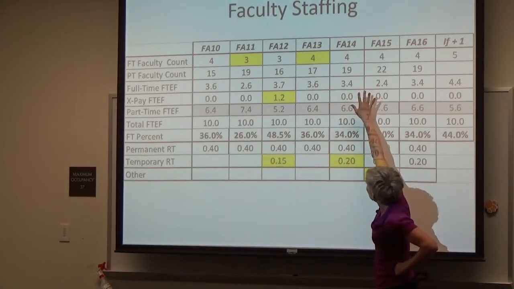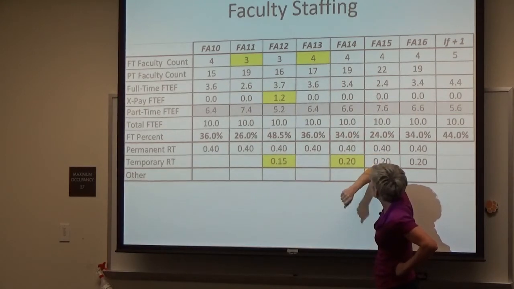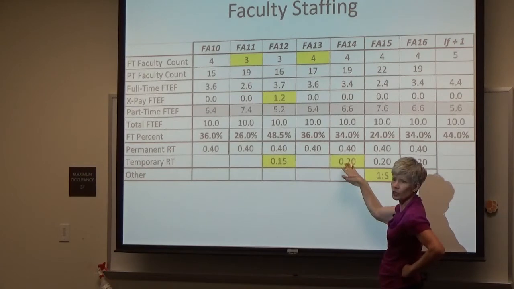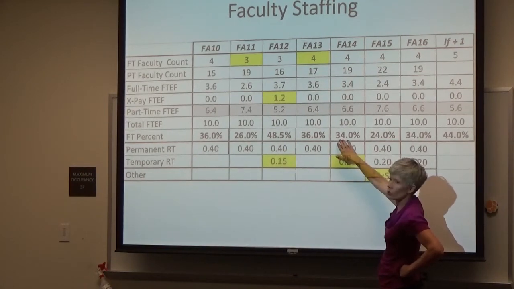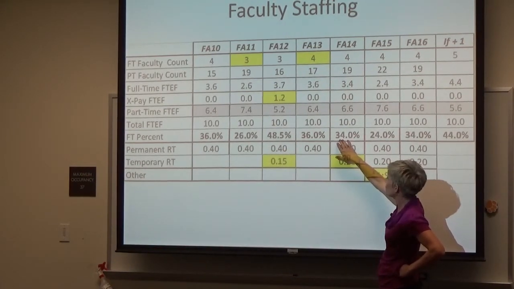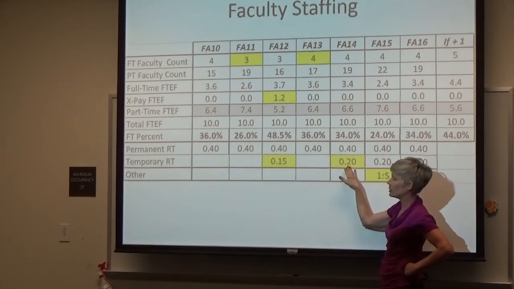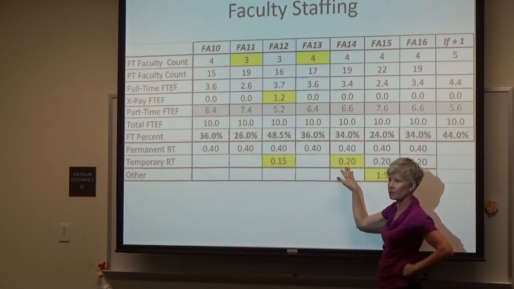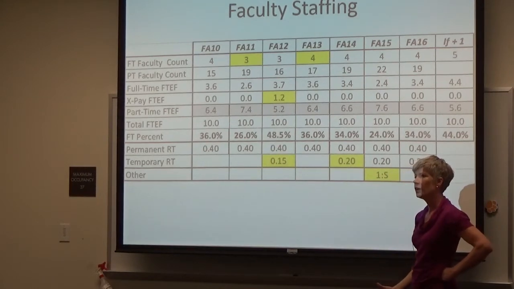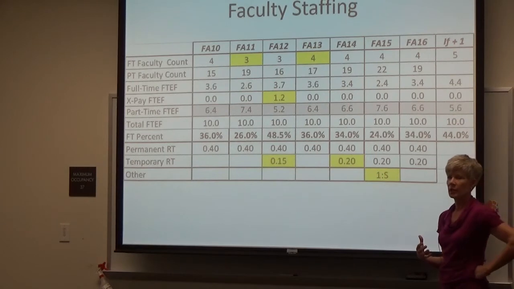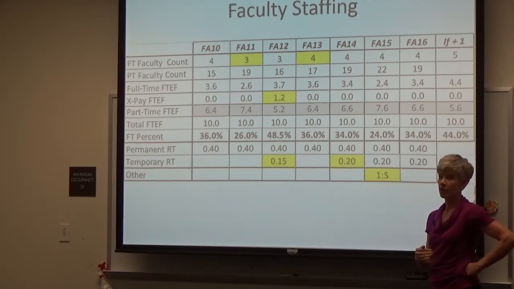We need another adjunct to fill in their position, and just moving from doing teaching into having more reassigned time in your department, that's also going to decrease your full-time percent. We went from 36 down to 34 just by somebody taking a 0.2 reassigned time. Right? So as your reassigned time goes up, your full-time percent is going to go down.